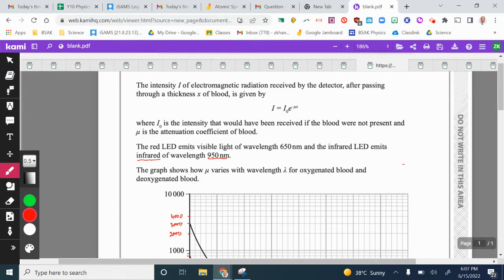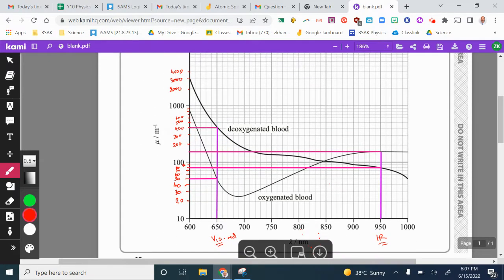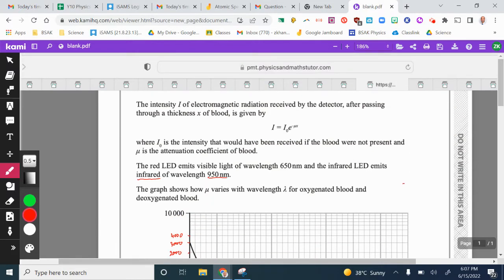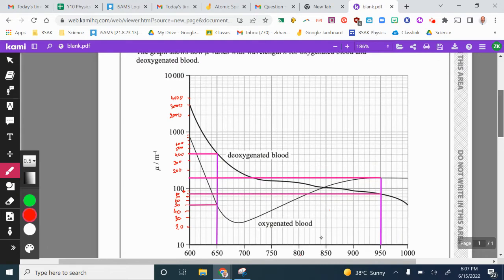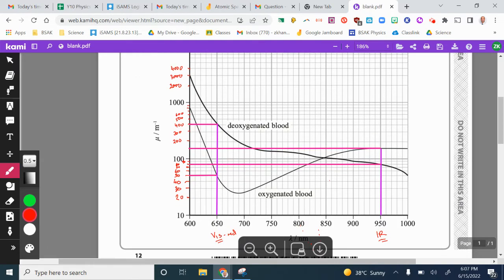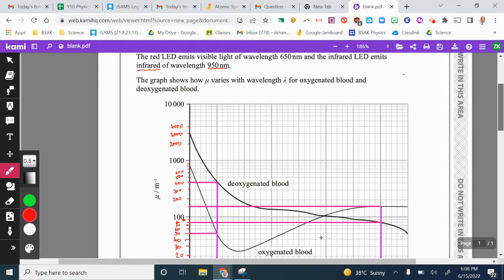So what I've done is, for red light, we know that the wavelength is 650, so I've gone to the graph. I've drawn a line vertically upwards from 650 and also at 950, that's for infrared rays. Now you've got one line here that represents the deoxygenated blood, and the other line represents the oxygenated blood. And this is the link between wavelength and the attenuation coefficient.